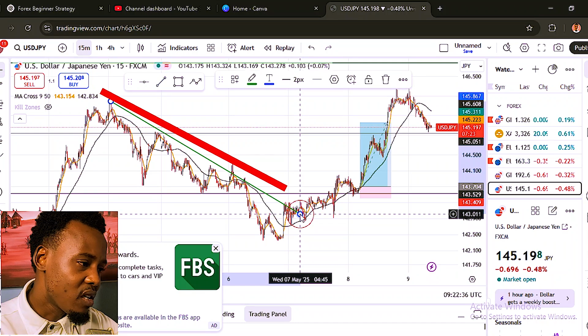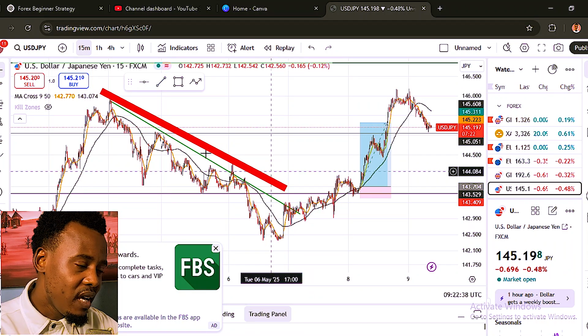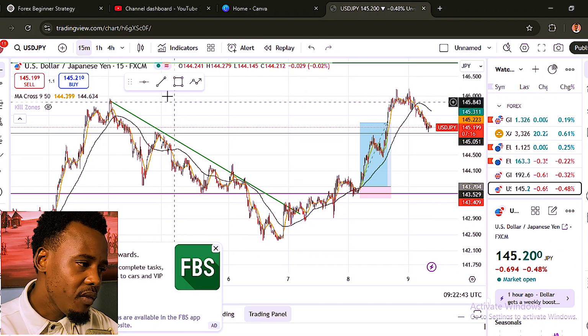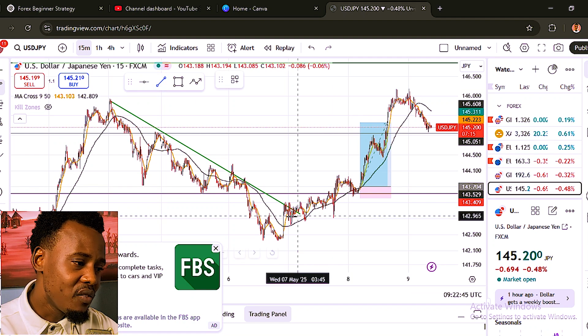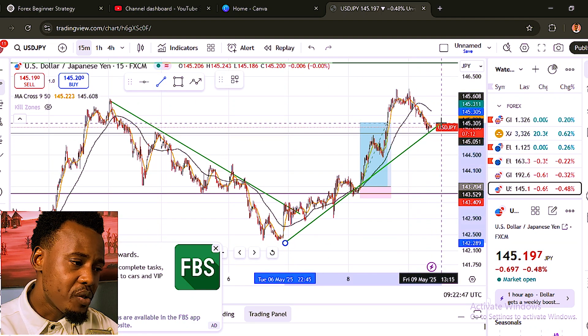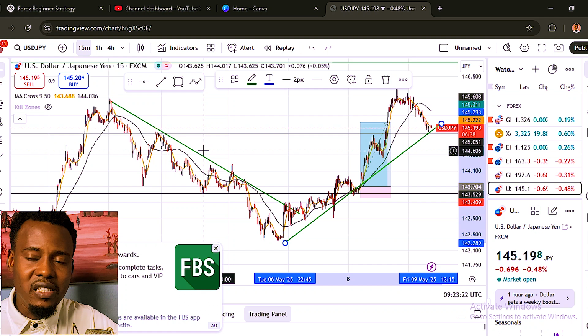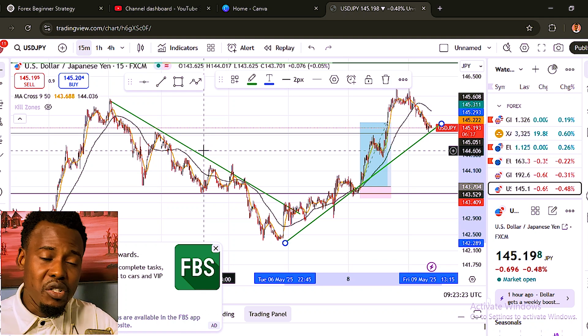First and first, we have two types of trend in the forex market. We have the downtrend, we have the uptrend. When price goes down massively, it is called a downtrend. I understand, right? And when price flies up massively, it is called an uptrend. They are also classified as the bullish and the bearish market.